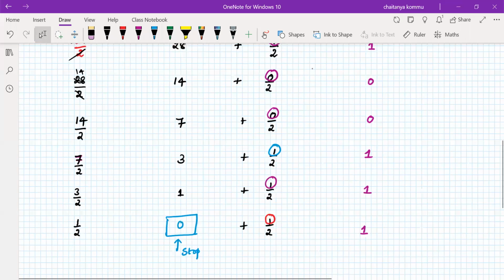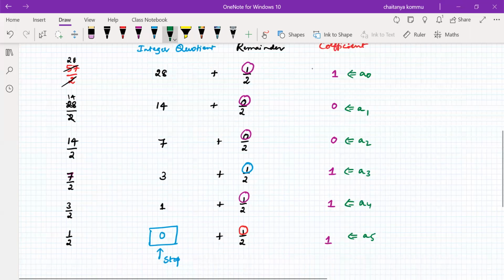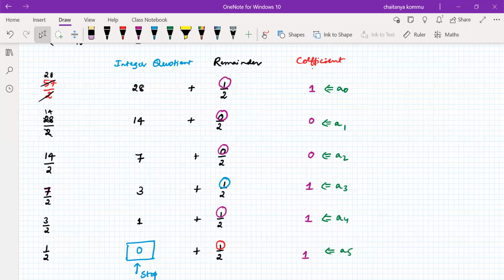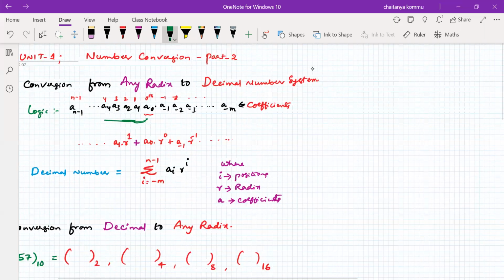Is it clear to all of you? How we have done? Whenever you find these remainders, this is called A0, this is called A1, this is called A2, this is called A3. This is the procedure that we have to follow. A4, this is called A5. So what is this number now? We have to read from A5 to A0. That's what we know very well. The number starts from 0, from the lower bit to the higher bit positions.